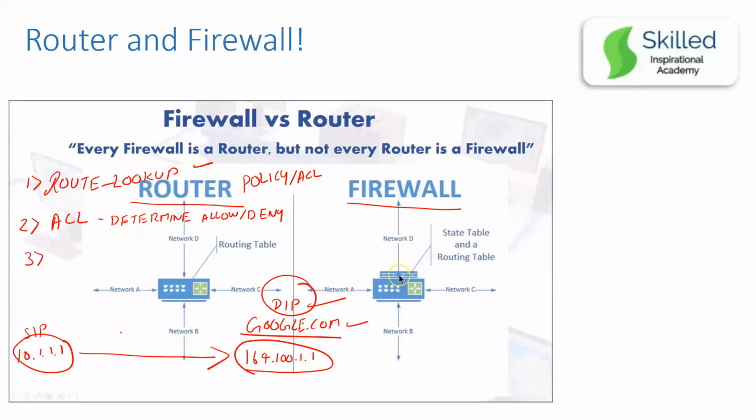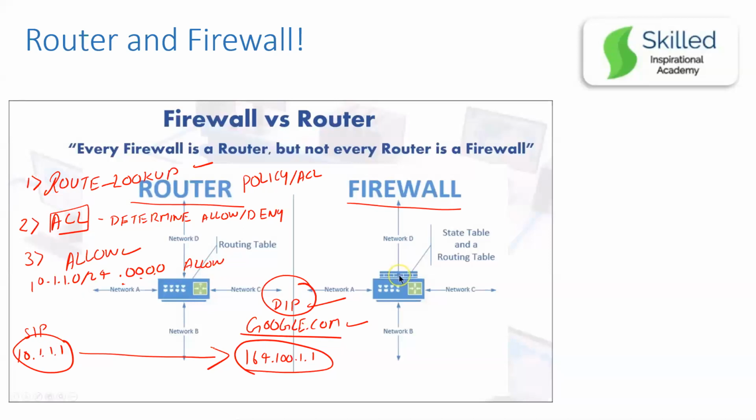Okay, the router is going to check the ACL. Okay, ACL says you are allowed. Let's say we have an ACL which says anything which is coming from 10.1.1.0/24, if the destination is 0.0.0.0, which is basically any, you are allowed. So anything from this particular source IP would be allowed.